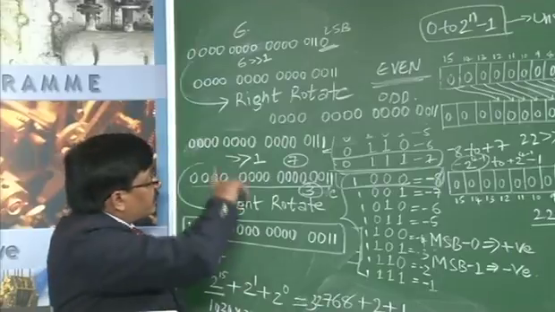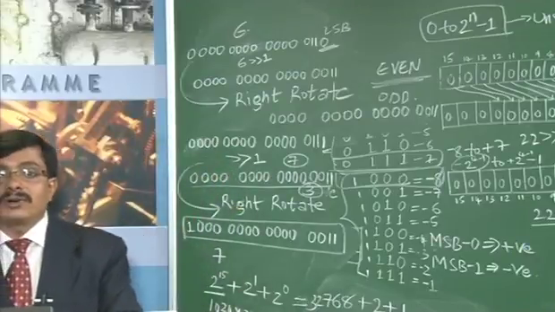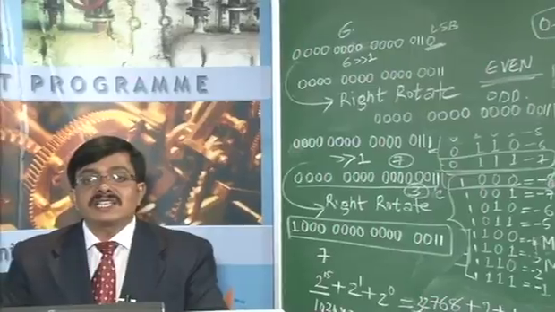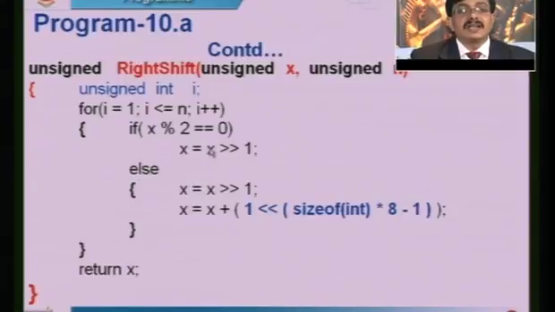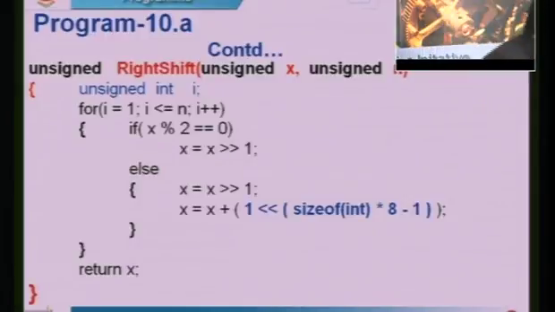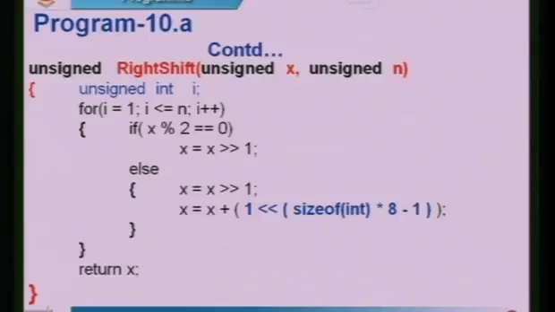So in the program, how do we check that the number is even? If x modulo 2 is equal to 0, then we do x equals x right shift by 1 position. This is the same as right rotate. The result will be the same. Else, if the number is an odd number, then the least significant bit will be 1. In that particular case, what is to be done? Carefully understand the logic of this coding here. This is the situation when the last bit is 1, that is, when the least significant bit is 1, how exactly we perform the operation.